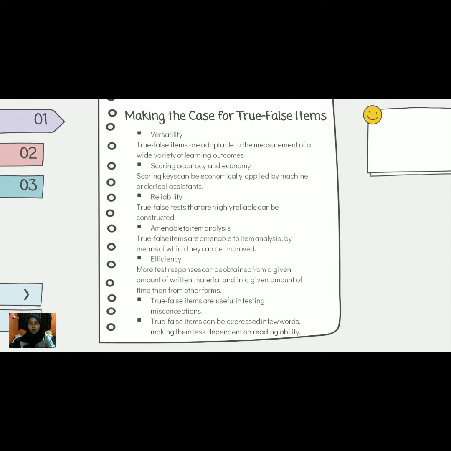Number four, amenable to item analysis. True-false items are amenable to item analysis by means of which they can be improved. Number five, efficiency. More test responses can be obtained from a given amount of written material and in a given amount of time than from other forms. Number six, true-false items are useful in testing misconceptions. Number seven, true-false items can be expressed in few words, making them less dependent on reading ability.